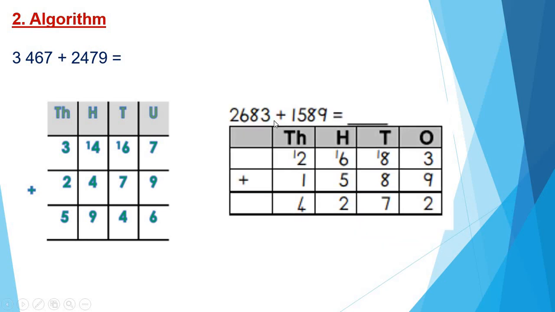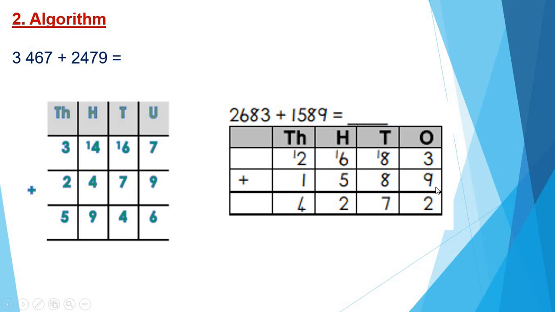Here we have another example, 2,683 plus 1,589. Step 1, write both numbers underneath each other, making sure that you write units under units, tens under tens, hundreds under hundreds, and thousands under thousands. Always make sure that your numbers are aligned. Now you start adding, always starting with the units first. Remember, in mathematics, we work from right to left.